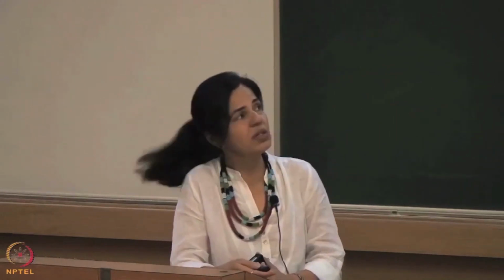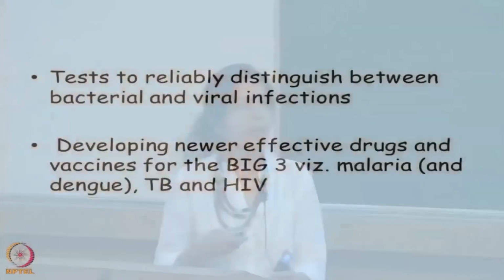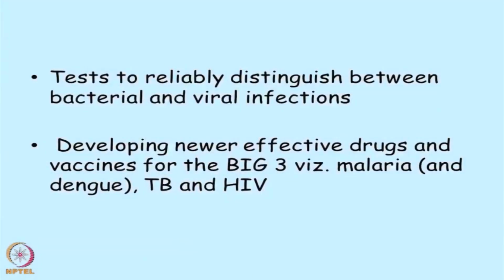A test which is above all very, very affordable, especially in a state and government run hospital. Tests which can reliably distinguish between bacterial and viral infections, and of course to develop newer effective drugs and vaccines for these major illnesses which our whole city is grappling against, that is malaria, and now of course dengue also, TB and HIV.